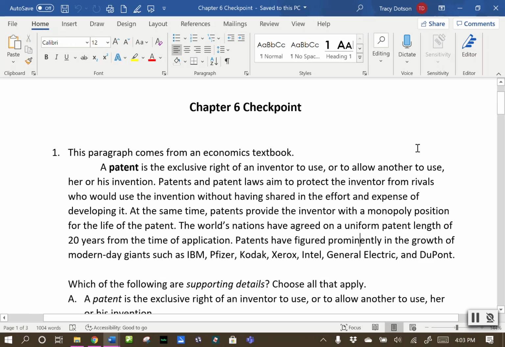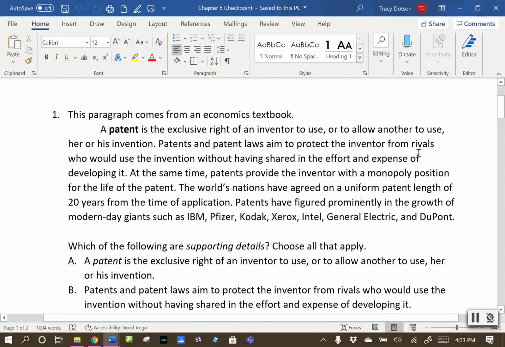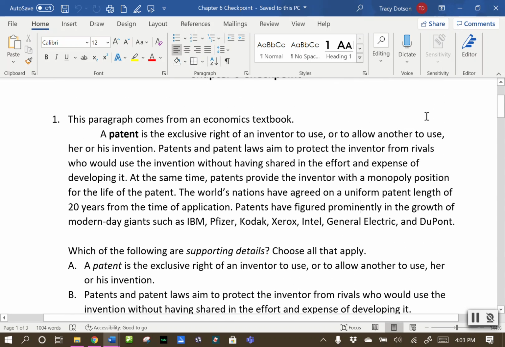Alright, so with each one we need to make sure that we understand what the topic is, what our stated or implied main idea is, and then it's going to ask us questions about supporting details. Now remember, there's two different types of supporting details, so let's make sure that we answer it correctly for what they're asking for. Paragraph number 1, this paragraph comes from an economics textbook.